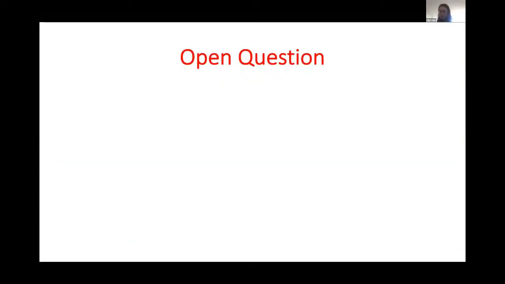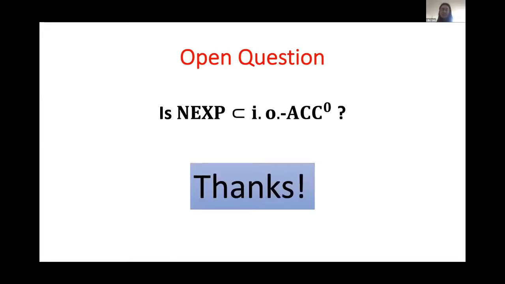After this work, we are left with an interesting open question. Can we further show that NEXP is not in infinitely often AC0? In this work, we only showed it for E^NP, and it seems new ideas are required to settle the question for NEXP. Thanks. Any questions?